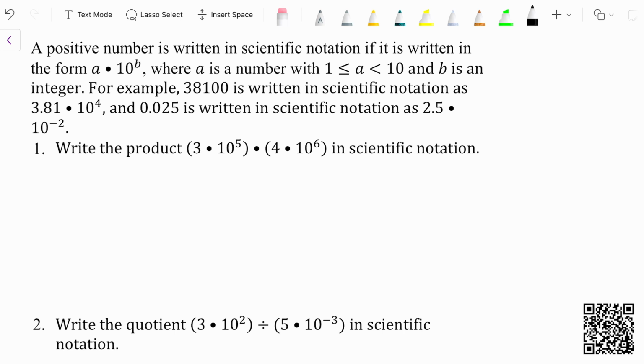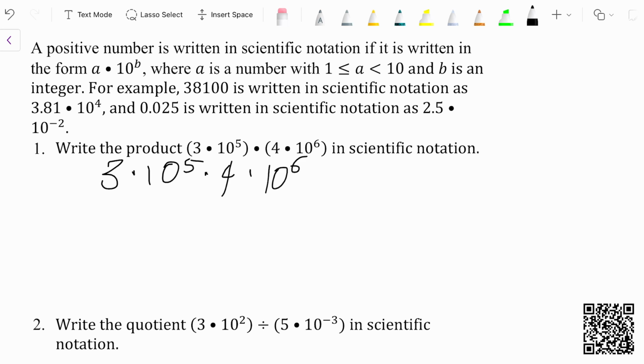So our first actual problem here is: write the product 3 times 10 to the power of 5 times 4 times 10 to the power of 6 in scientific notation. Since this is all multiplication and using the associative property, we will completely disregard the parentheses, because it does not matter what order you do it in. Plus, that also makes our problem easier. So, if we remove these useless parentheses, we will get an equation of this.